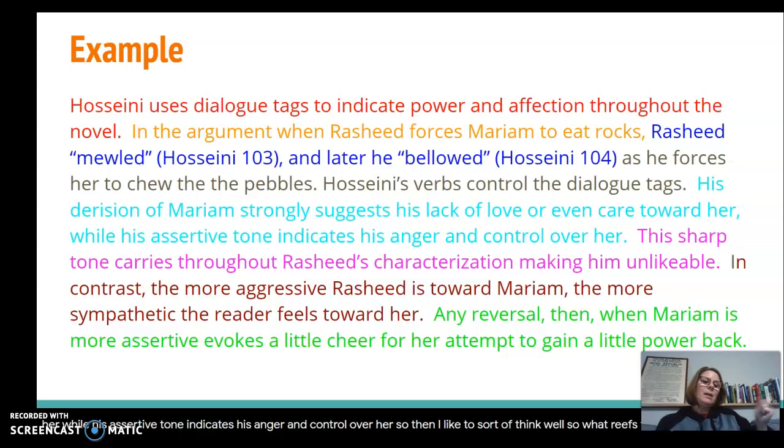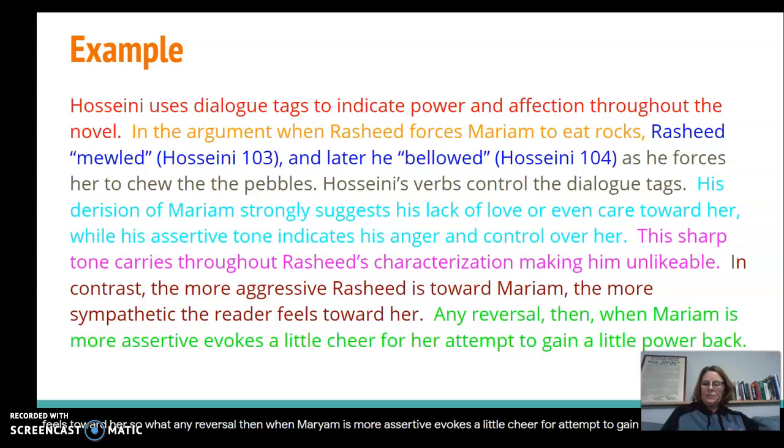So what? In contrast, the more aggressive Rashid is toward Mariam, the more sympathetic the reader feels toward her. So what? Any reversal then, when Mariam is more assertive, evokes a little cheer for attempt to gain a little power back. So that's how Hosseini uses dialogue tags to indicate power and affection. Okay, fair enough.